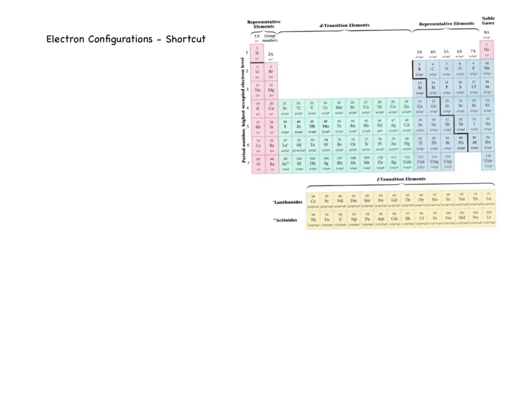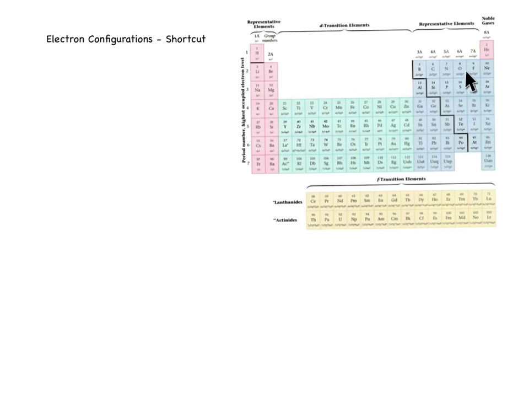All right, in this video, we're going to take a look at how to write electron configurations for large elements in a short way, a shortcut. That's what we're going to call it. This is the electron configuration shortcut. Let's take a look at, for example, oxygen and fluorine.